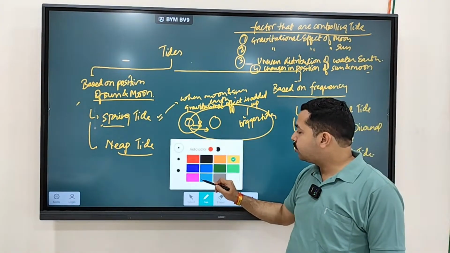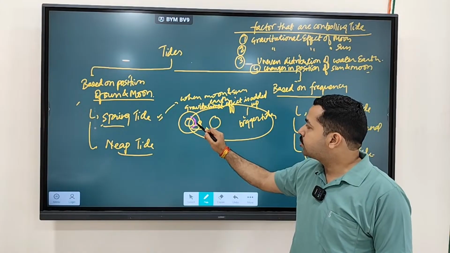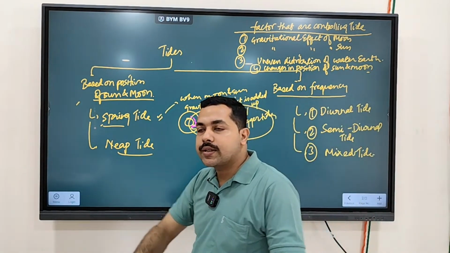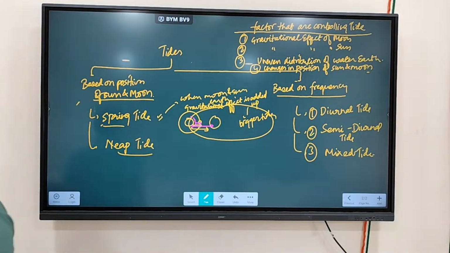This is trying to pull the Earth's water towards this side. This is also trying to pull Earth's water towards this side. So as a result, you'll see a high rise in the level of water. Such tides are referred to as a spring tide. Clear?